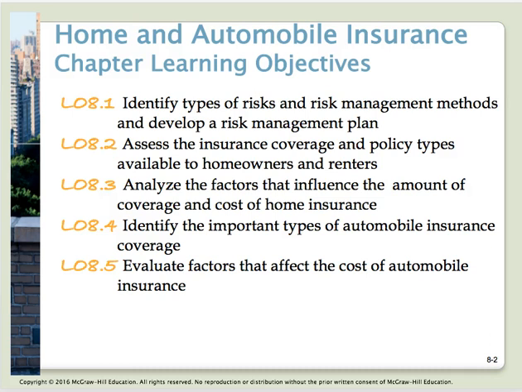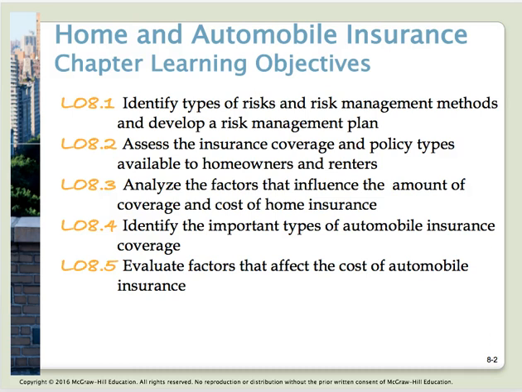Your homeowner policy will provide coverage for your buildings and any other structures on your property, additional living expenses, your personal property that's inside the house, personal liability and related coverage, and your renter's insurance provides similar protection for those that rent their place of residence. Objective number 3, analyze the factors that influence the amount of coverage and cost of home insurance. Factors that are going to affect your home insurance coverage include your location, the type of structure, how much you have covered, the type of policy you have, and the choice of your insurance company.